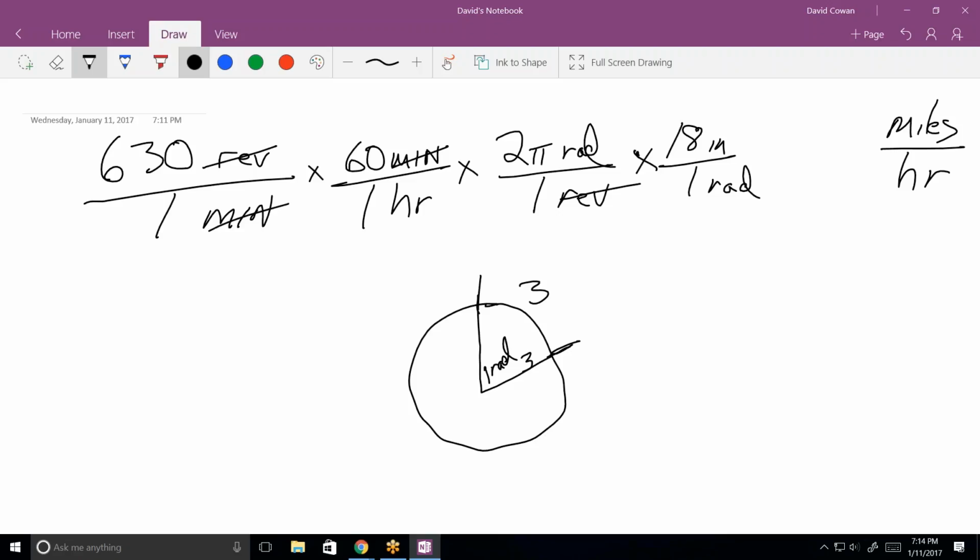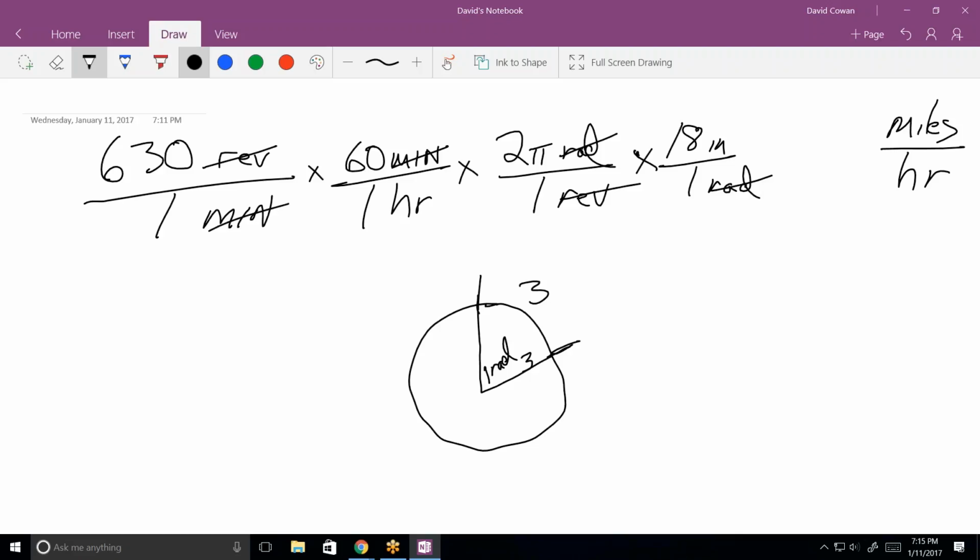And in this problem, the radius was 18 inches. So that's where I come up with this conversion. It's the length of the radius per 1 radian. 1 radian means the radius length. Okay? And that gets rid of the radians. Now I'm in inches per hour.